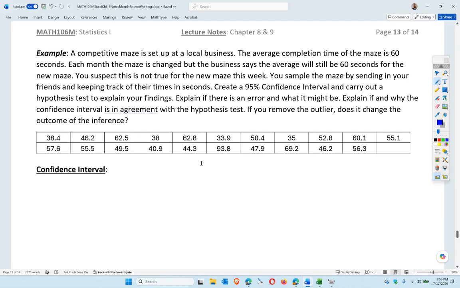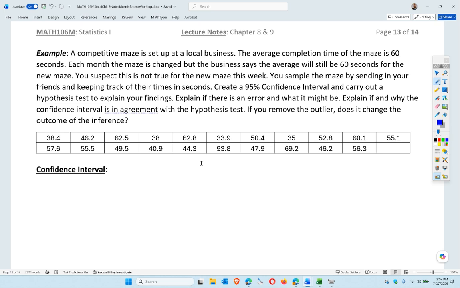Okay, so for the last inference example, I gave you some more data here. A competitive maze is set up at a local business. The average completion time is 60 seconds. Each month the maze is changed, but the business says the average is still 60 seconds for the new maze. You suspect this is not true for the new maze this week.